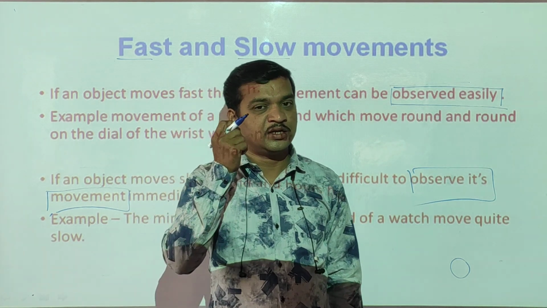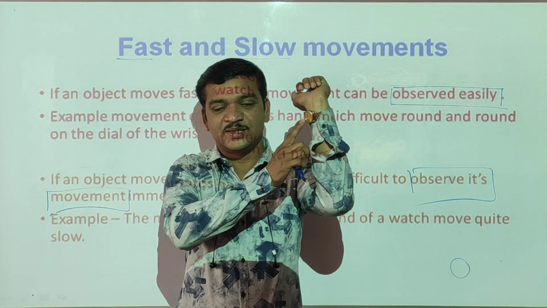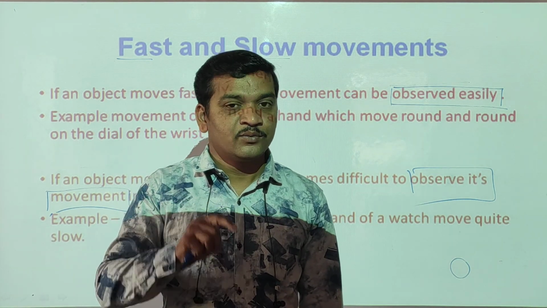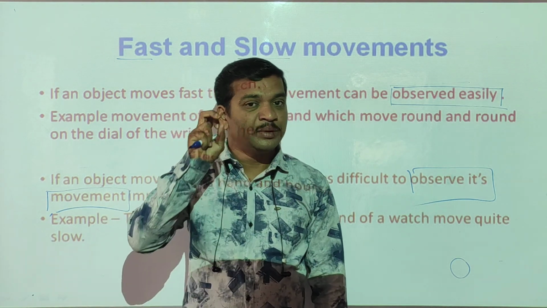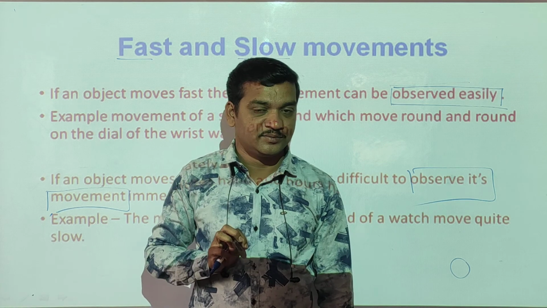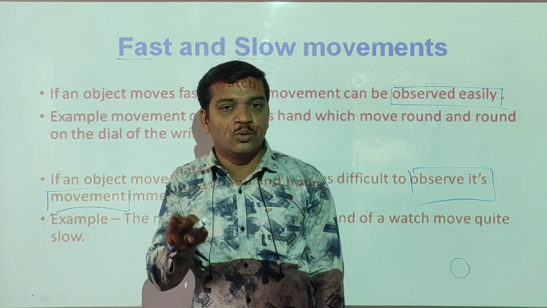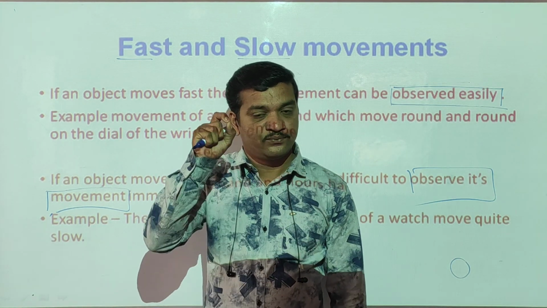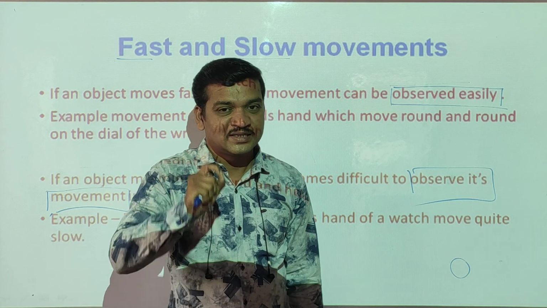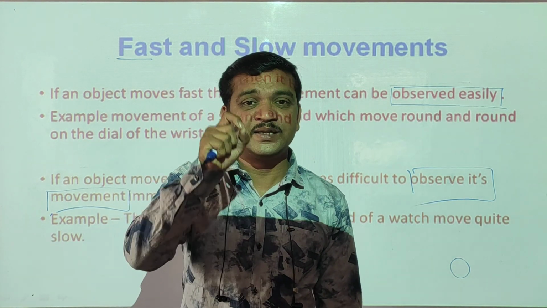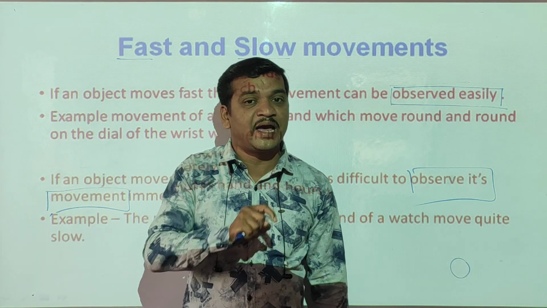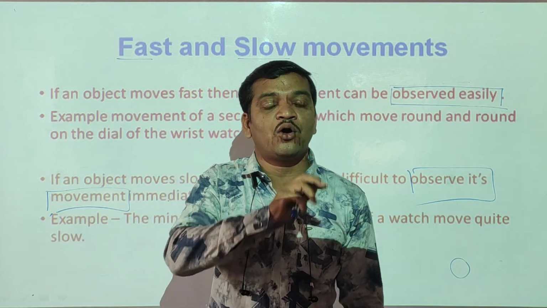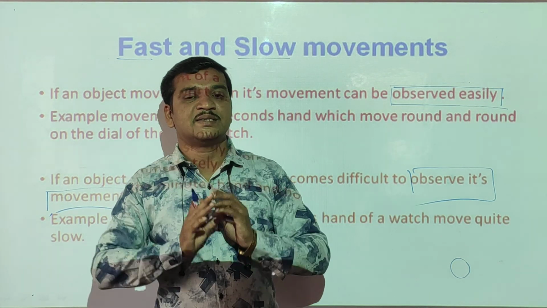Do you know, students, a wristwatch? Okay, this is the wristwatch. This wristwatch has 3 hands: seconds hand, minutes hand, and hours hand. Okay, and you observe all these 3 hands. So which hand shows faster movement? Yes, correct. The seconds hand shows faster movement as it moves fast, quickly. So we can observe its movement easily.